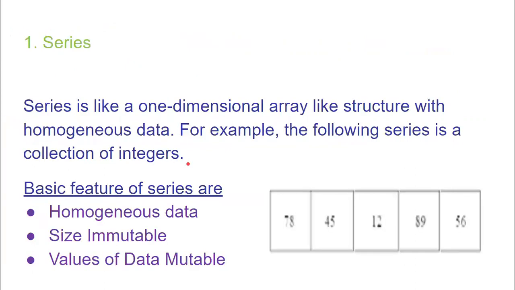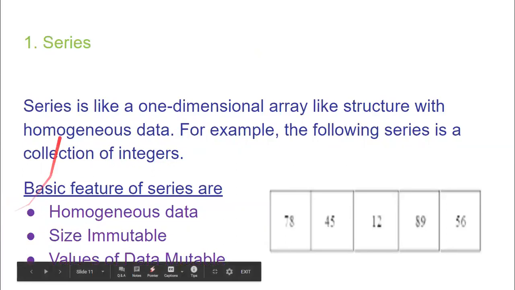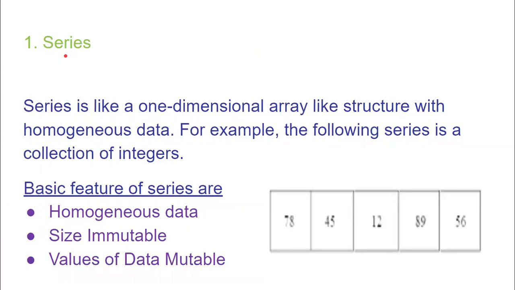So what is series? From the name only, we can easily understand that series means one after the other, isn't it? That is called series. So series is like a one-dimensional array-like structure with homogeneous data. Homogeneous means same, the same type of data.